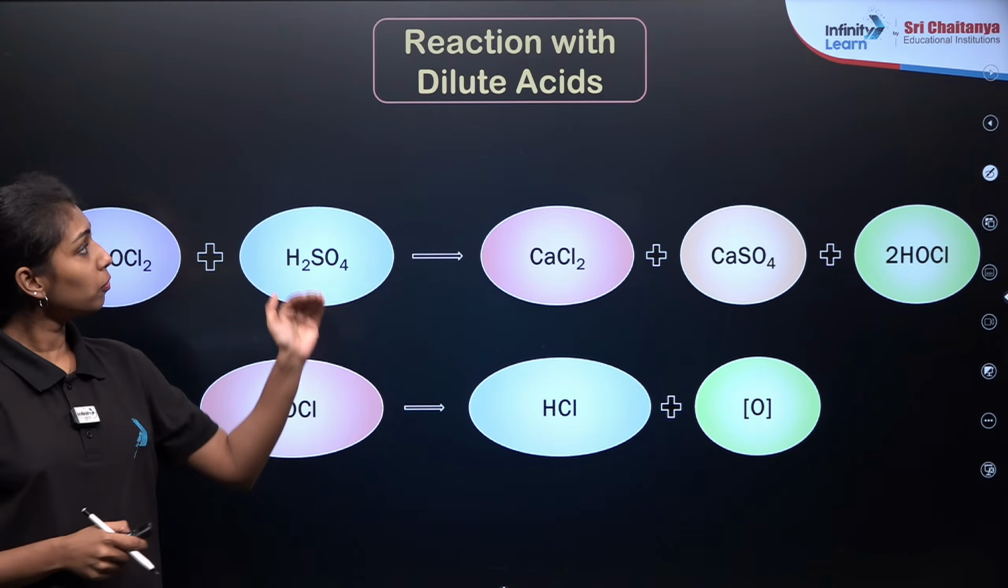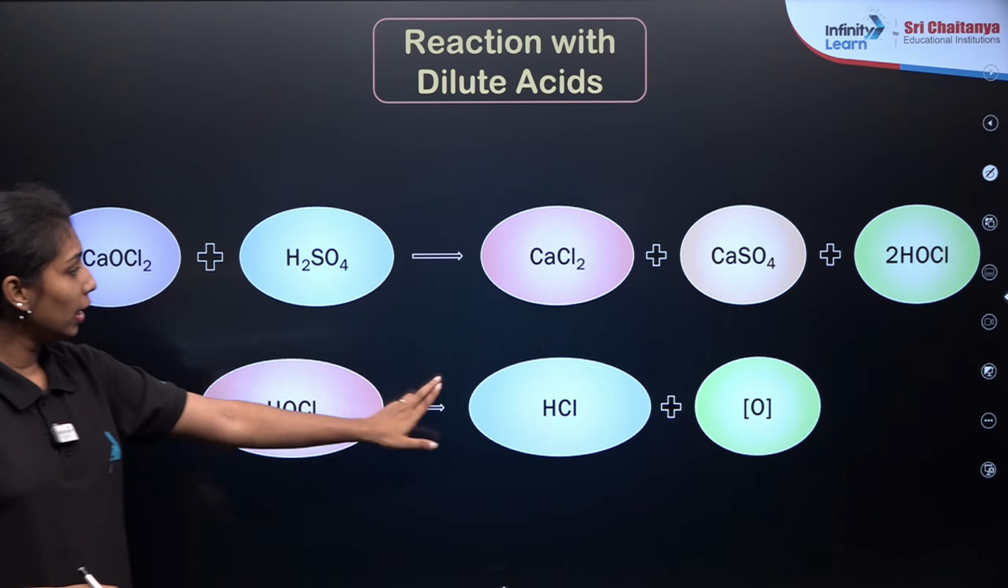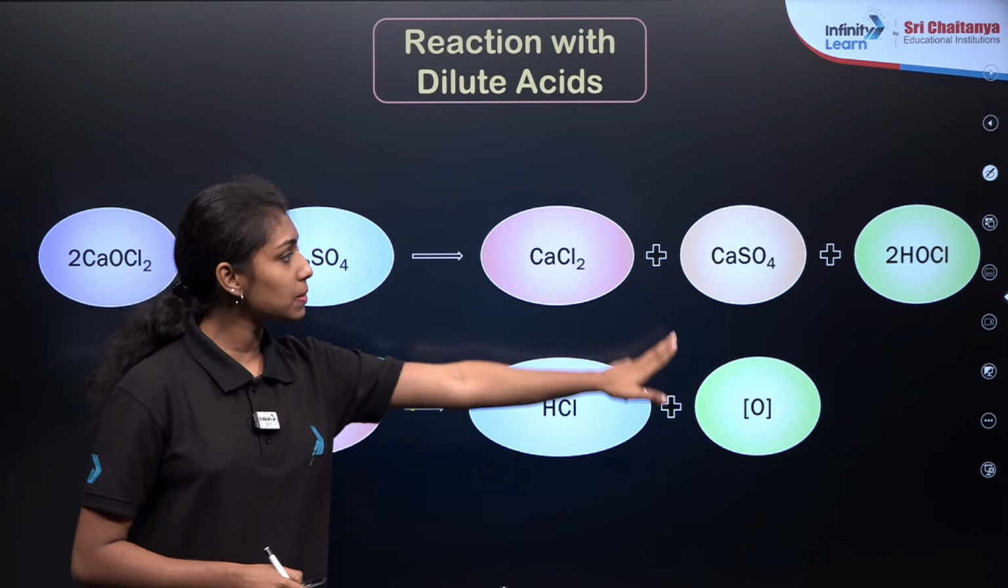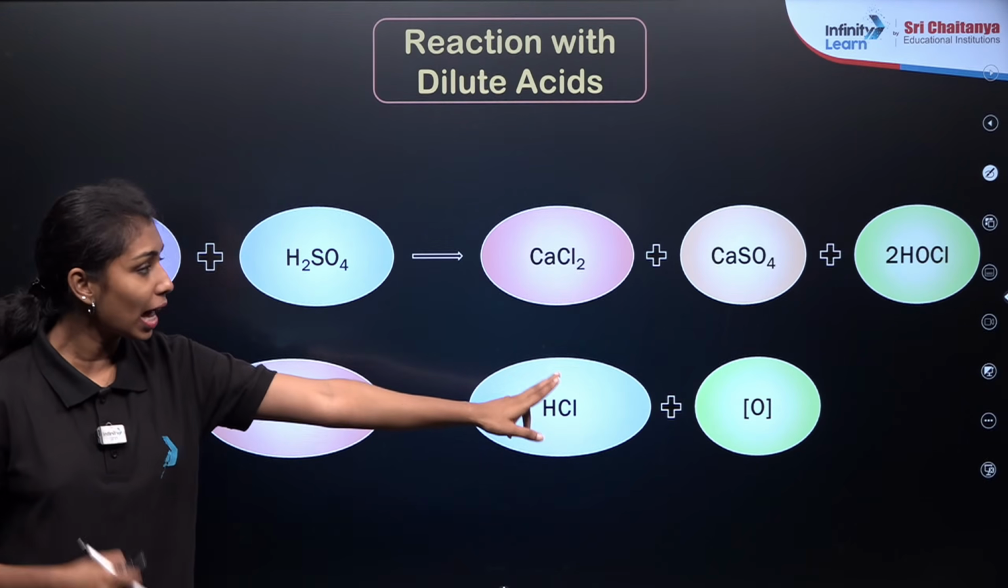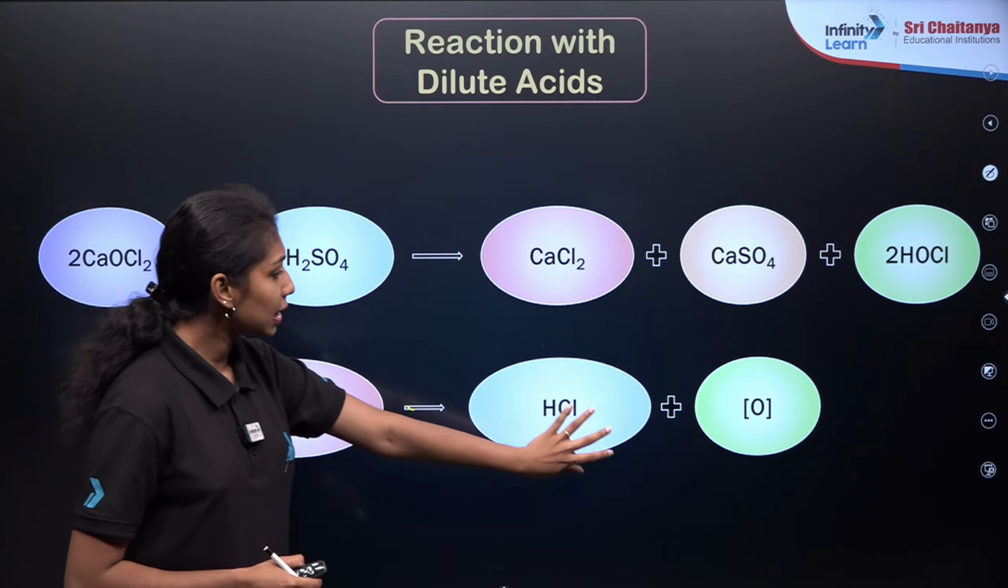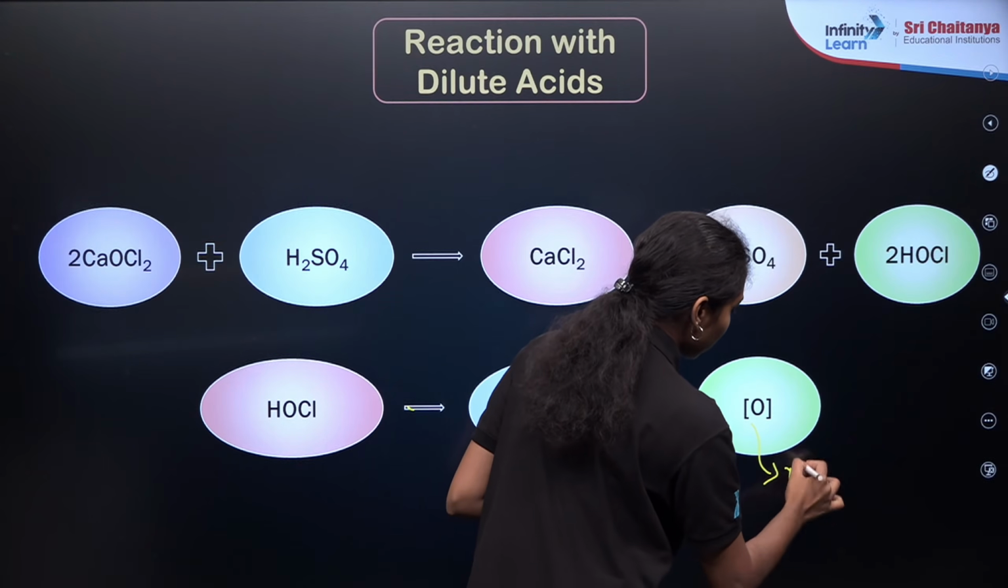Now the reaction of bleaching powder with dilute acid. If you are taking dilute H2SO4, it will form calcium chloride plus calcium sulfate plus HOCl. And again, in the case of HOCl, hypochlorous acid, it will form HCl plus nascent oxygen. This free oxygen is known as nascent oxygen.